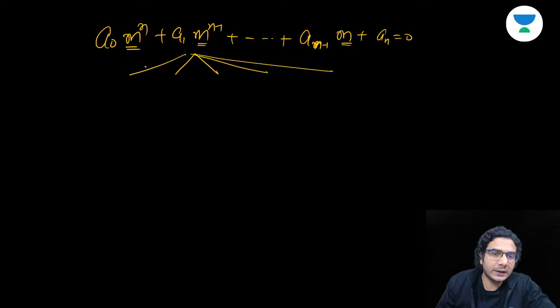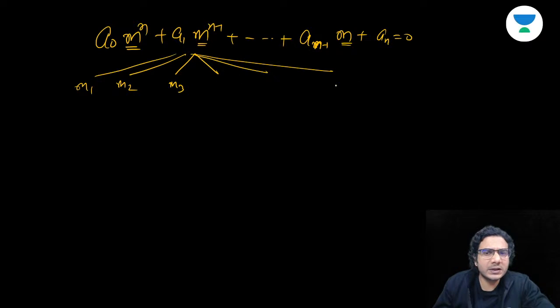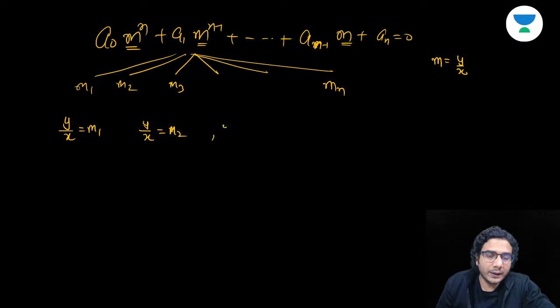Okay. So let's take the roots as m1, m2, m3, right? Real or imaginary, but it will have n roots. So these are the roots. And you know what was the value of m? We put m is equal to y upon x, right? So these are the values of basically y upon x. So y upon x is equal to m1, y upon x is equal to m2, then y upon x is equal to m3 and so on, y upon x is equal to mn.